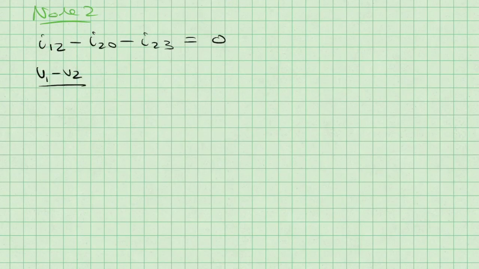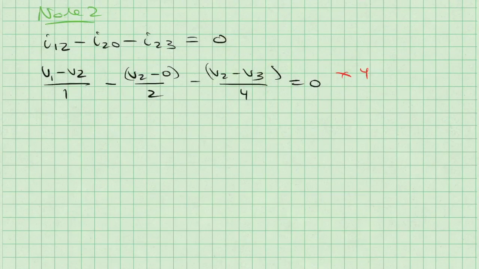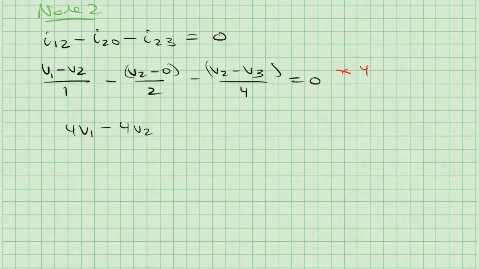At node 2, I have I1 2 coming into the node, I2 0 leaving the node, and I2 3 leaving the node. Plugging in the Ohm's law expressions, I get (V1 minus V2) over 1 minus (V2 minus 0) over 2 minus (V2 minus V3) over 4. All of these are equal to 0. Simplifying by multiplying by 4 and collecting terms together, I'll get negative 4V1 plus 7V2 minus V3 equals 0. It would also be true to say that 4V1 minus 7V2 plus V3 equals 0. Either is acceptable.